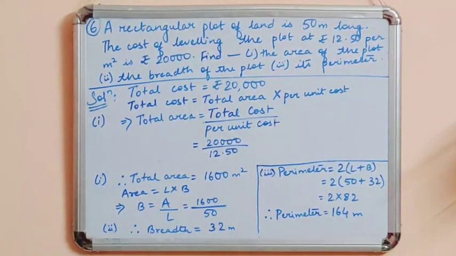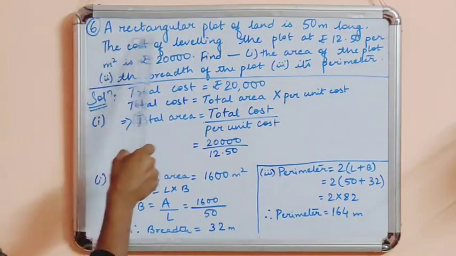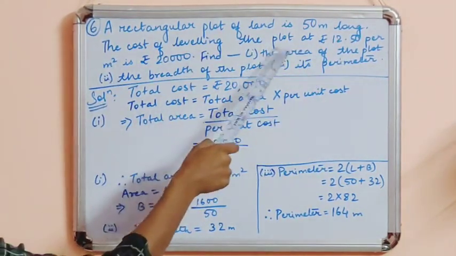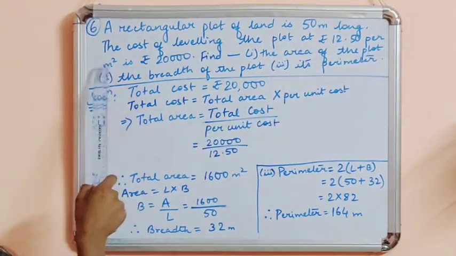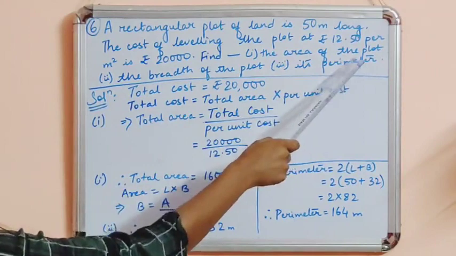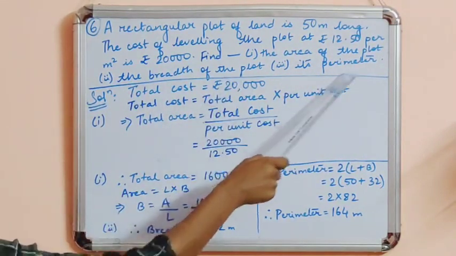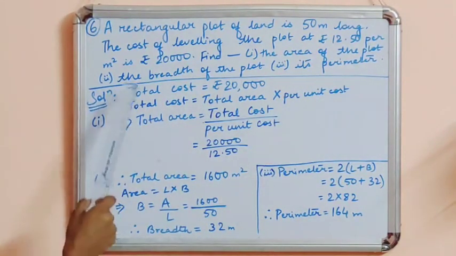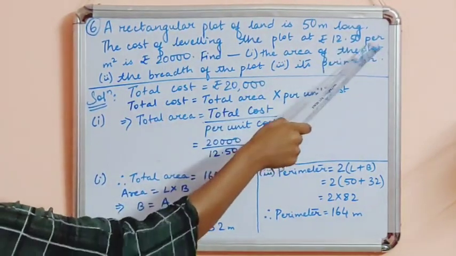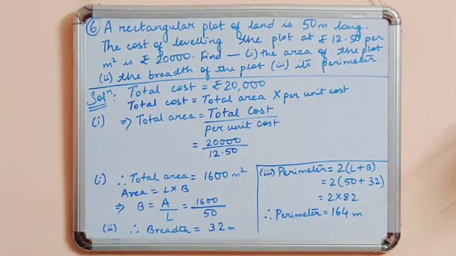Now let us look at our next question. A rectangular plot of land is 50 meter long. The cost of leveling the plot at rupees 12.50 per meter square is rupees 20,000. Find the area of the plot, the breadth of the plot and its perimeter. Now here the total cost is given, 20,000, and per unit cost is rupees 12.50.